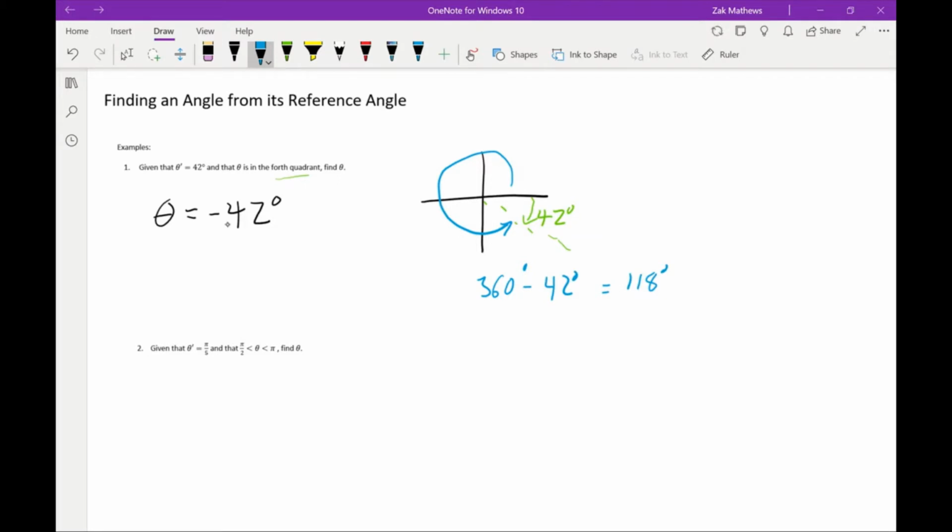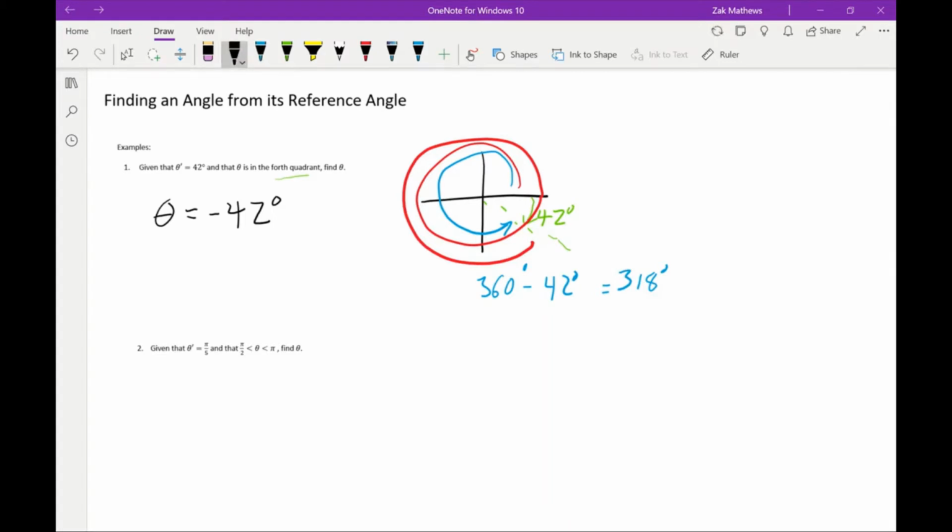It just said any fourth quadrant angle. So could I have actually taken a couple rotations to get here? I could have gone 360 and then another 318. 318 is a correct angle. That would have given me another correct theta.